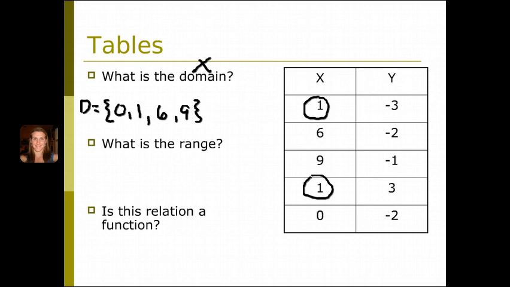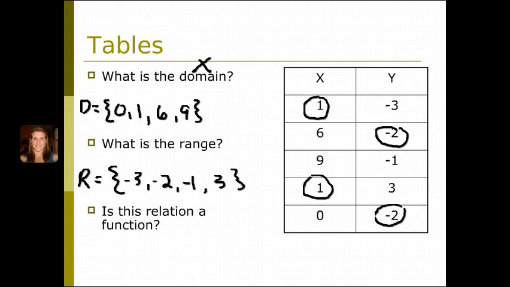So therefore, our range in set notation from least to greatest is going to be -3, -2, -1, and 3. Again, notice that we did not write -2 more than one time. We only write it once.